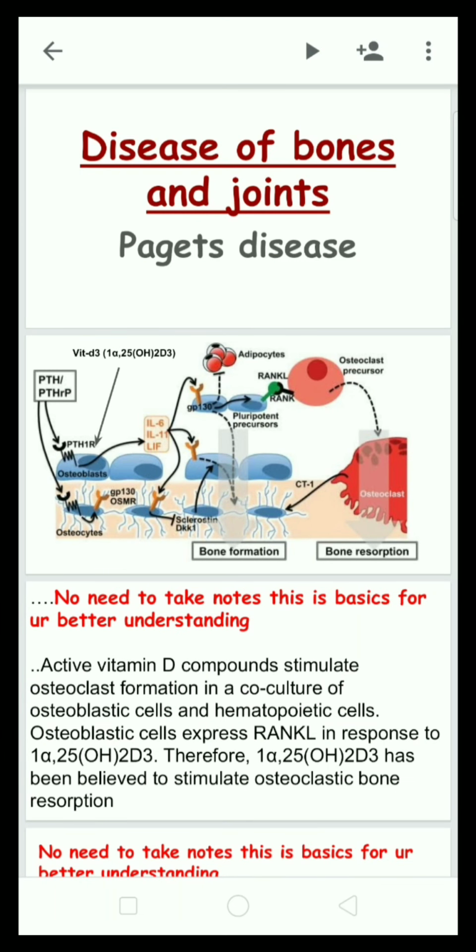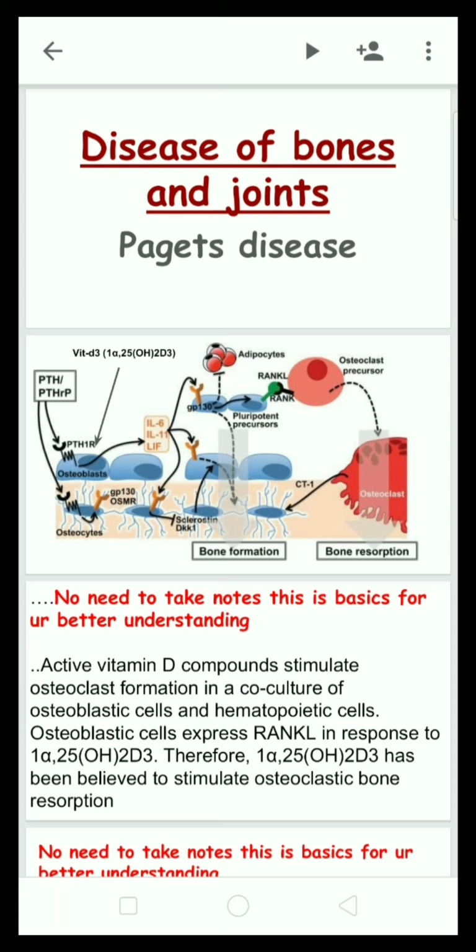Today we have to discuss the topic of diseases of bones and joints, in particular Paget's disease. First of all, we have to learn some basics. The basics are: what is the role of vitamin D, what are parathyroid hormones, what is RANK L, and what is osteoclast, what is osteoblast.